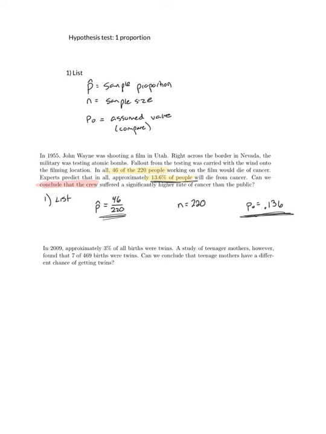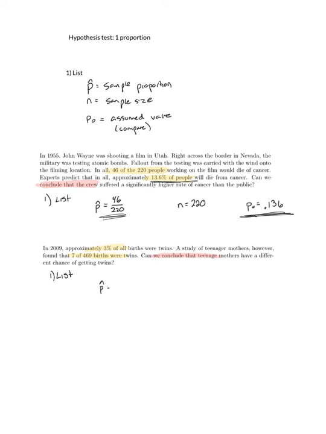Once again, pause the video, read through the example, and make sure you understand it. Here, we're going to go ahead and switch gears, and we're talking instead about twins and the chances that you give birth to them. Now, I can tell that I'm dealing with percentages here because I have the 7 out of 469, and I have a 3%, so it's definitely a proportion problem. I can also tell I want to do a hypothesis test because I want to know if I can conclude something. So I'm doing a 1 proportion hypothesis test here, which means my first step is to list.